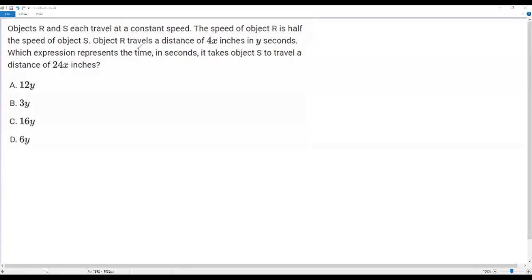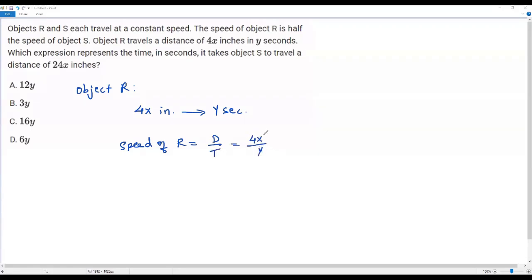Now let's find the speed of object R using the information we have over here. Let me write it over here. Object R. It is given that object R travels 4x inches in y seconds. Already we know the formula to find the speed of a particular object, that is distance over time. So speed of R equals distance over time. Here the distance is 4x inches and the time is y seconds. So this is the speed of R. Now using the speed of R, we have to find the speed of object S.